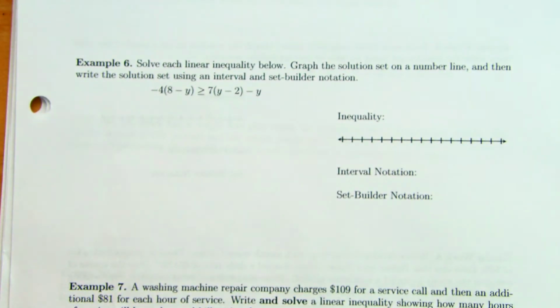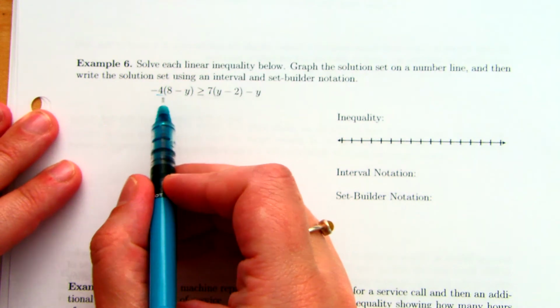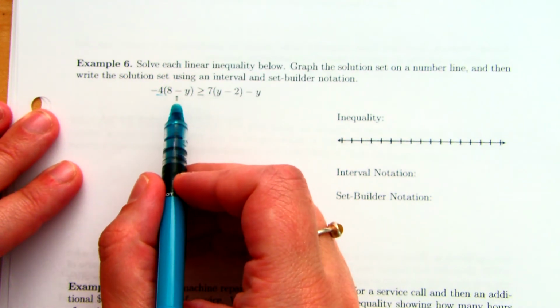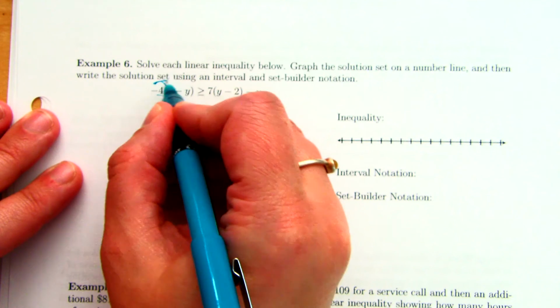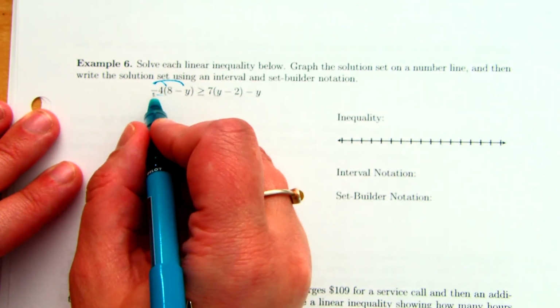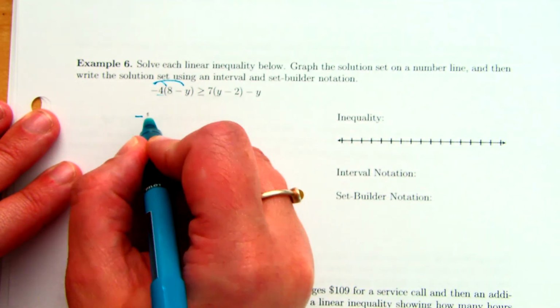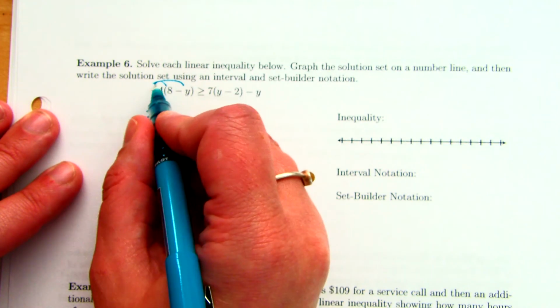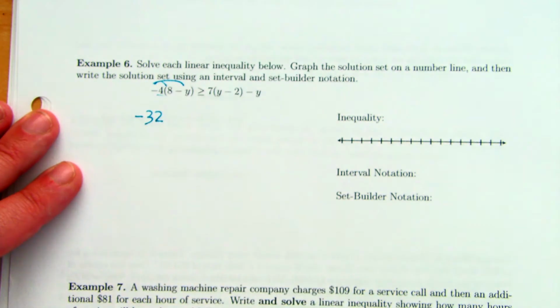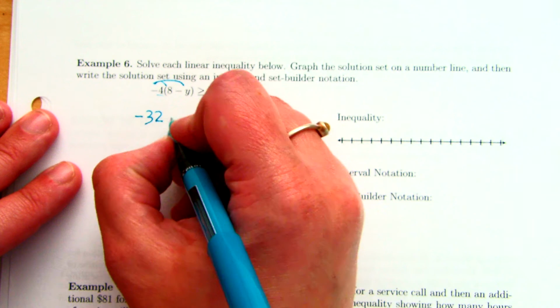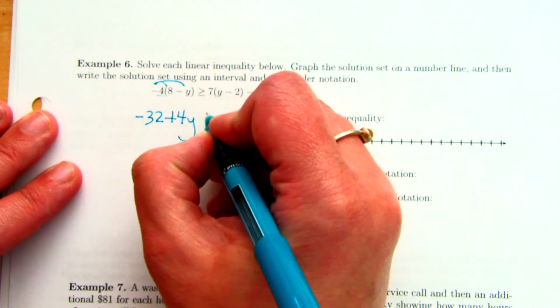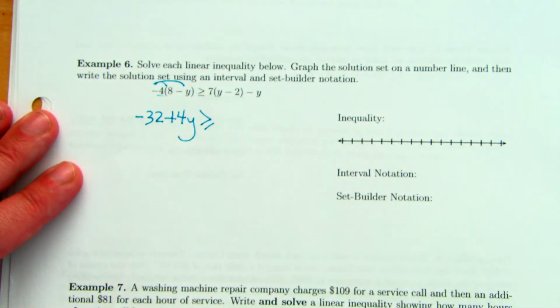So the first thing I'm going to do is simplify both sides. I want to end up with one variable on one side and one number on the other. So what's the first property that I'm going to have to use here in order to simplify it? Yeah, distribute the -4. So this becomes -4 times 8 is -32. -4 times -y gives us +4y. I don't flip the inequality because I haven't done anything yet that requires me to do that, right?